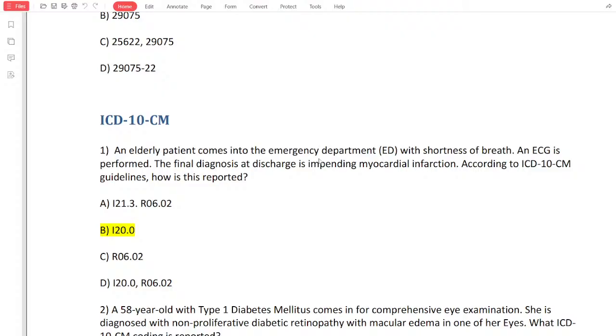Clear? The patient comes into the emergency department first of all. He has shortness of breath, but ECG is performed. The correct answer means the correct diagnosis, or the final diagnosis. The physician identified the myocardial infarction. So what is the guideline? How is it reported? The final diagnosis, the most important diagnosis, will be reported. I20.0 is the correct answer. Okay, I20.0.